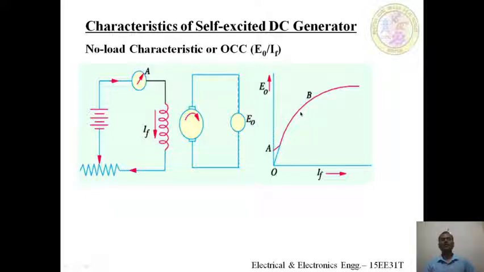So this is how we can obtain the OCC of a self-excited generator at some constant speed. You should note that the OCC for a higher speed lies above this curve, and the OCC for a lower speed lies below this curve.